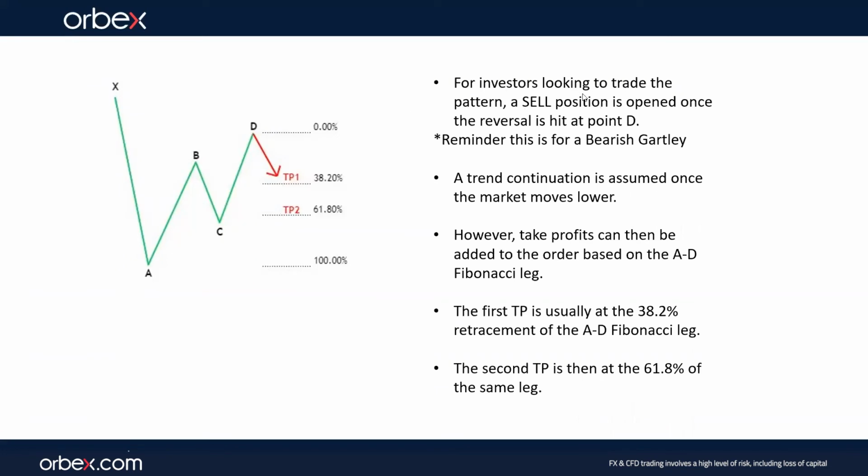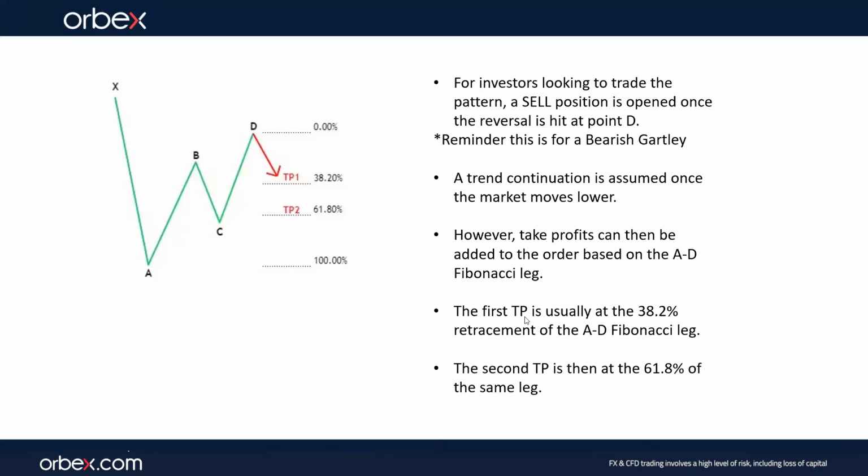So for investors looking to trade on the pattern, a sell position is open once the reversal is hit at point D. And just a quick reminder that it is for a bearish Gartley pattern. So a trend continuation is assumed once the market moves lower. So once we've hit this point and we start moving lower, we do not expect the harmonic pattern to start moving higher. We expect it to fully reverse and start moving lower. However, take profits can then be added to the order based on the AD Fibonacci leg.